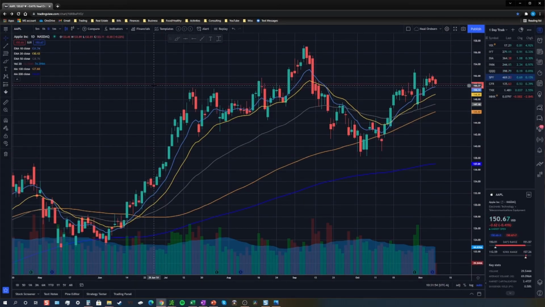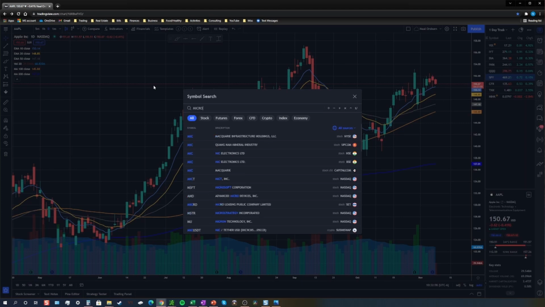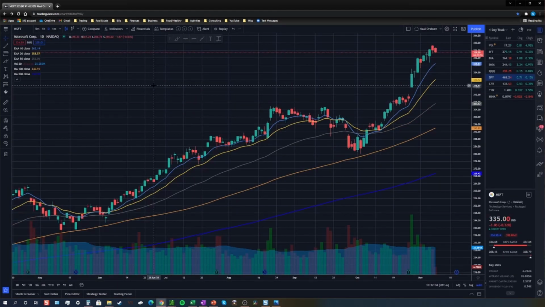It's easy. Now, if you don't know a ticker and you want to look up a company, just type in the company. So Microsoft, and there it is. Boom, Microsoft, MSFT. Those are very easy ways to find the ticker of a company that you're looking to trade.